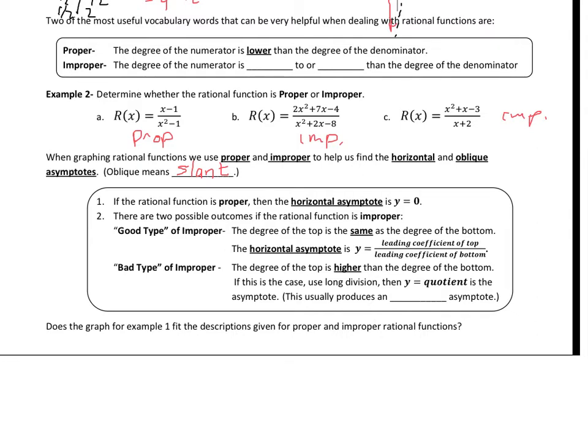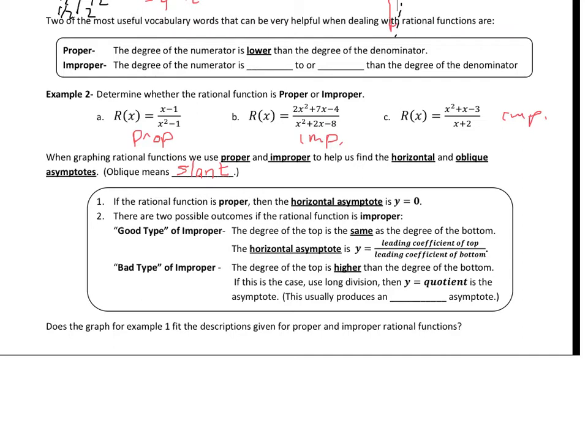All right. So if the rational function is proper, which means the degree on the top is smaller, then we have a horizontal asymptote at 0. So if you look at the one that we just did, 1 over x, the degree on the top was smaller, so we had a horizontal asymptote at 0. That is always the case. Now there's two possible outcomes if it's improper.